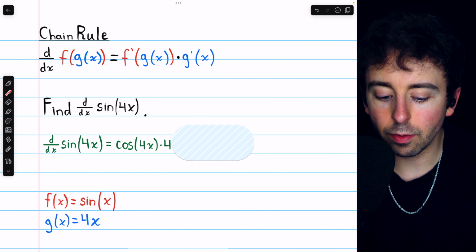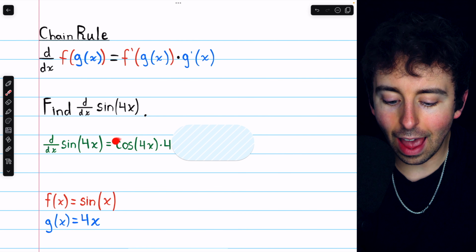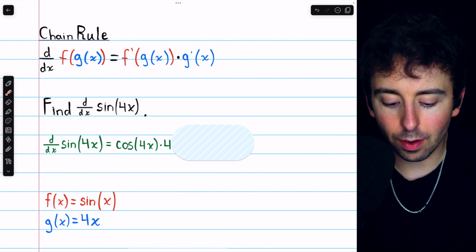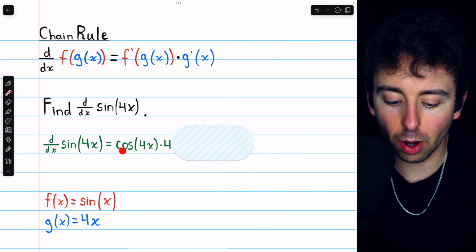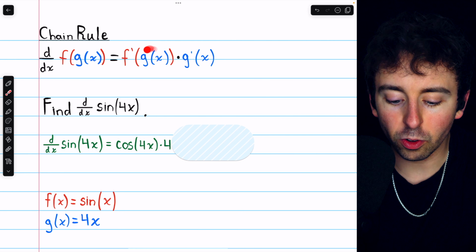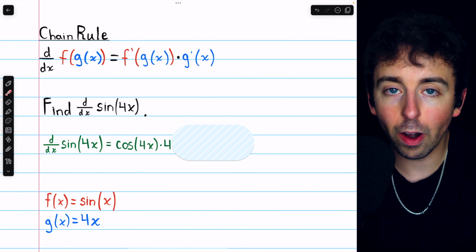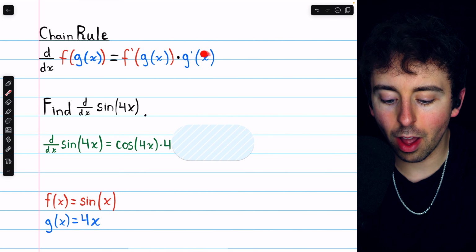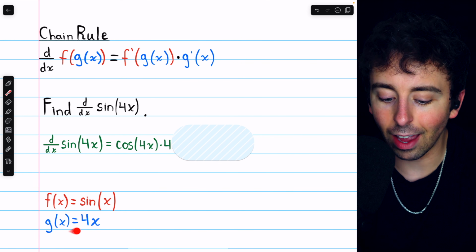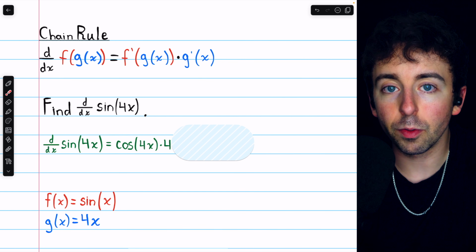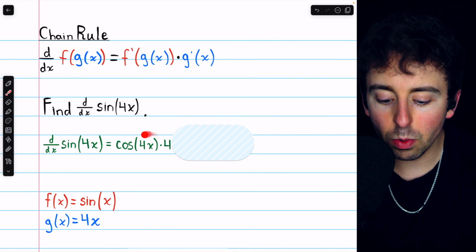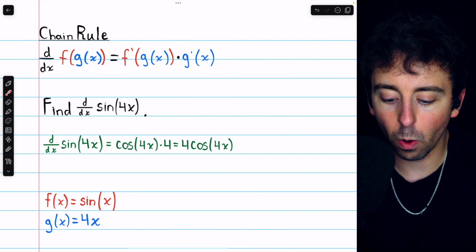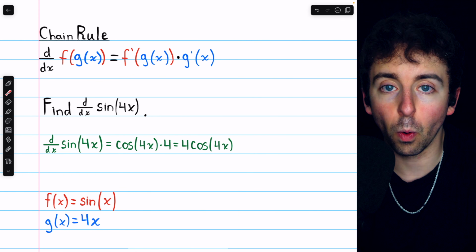So the derivative of sine of 4x is f prime of g. That's the derivative of the outside function, the derivative of sine, which is cosine, leaving the inside function, g of x, which in this case is 4x, unchanged. But then we multiply by g prime, the derivative of the inside function. The derivative of 4x is just 4, so that is our derivative, which we may prefer to write like this: 4 times cosine of 4x.